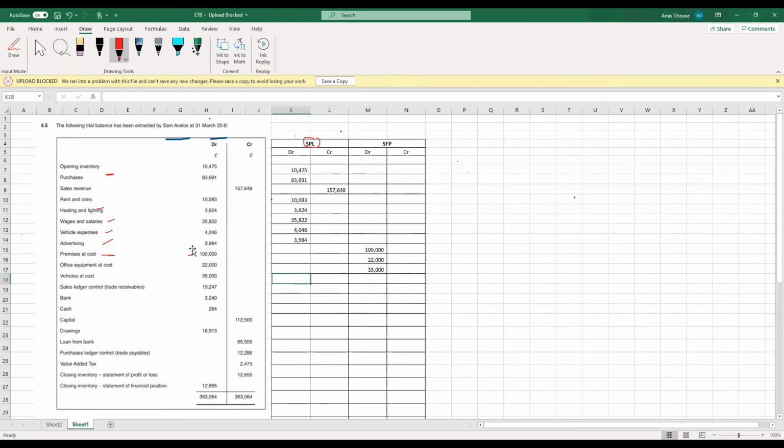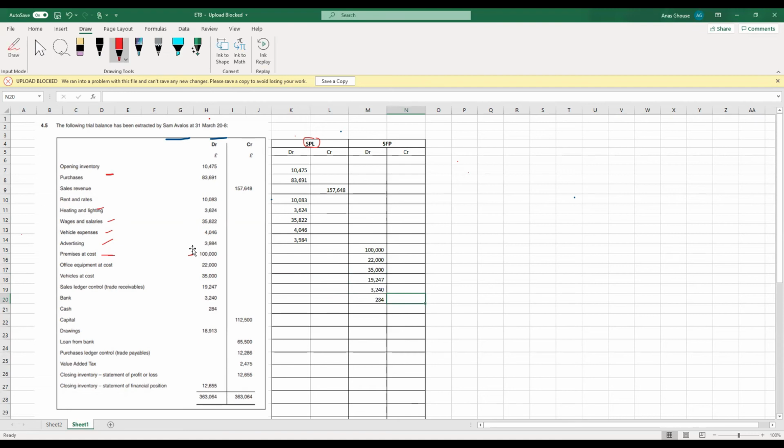Then you have sales ledger control account, which is the trade receivables. Trade receivable means your current assets, so it should be reflected in the statement of financial position. It should be 19,247. Then you have bank. Bank is an asset. It should be reflected in the statement of financial position. Then you have cash, again, statement of financial position.